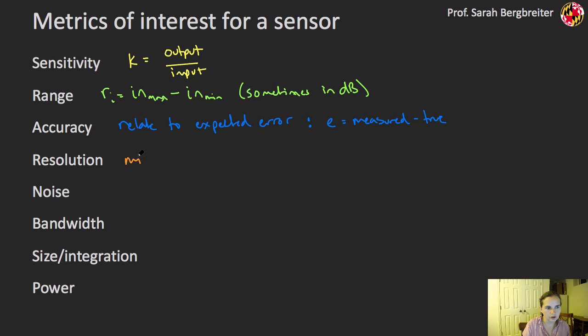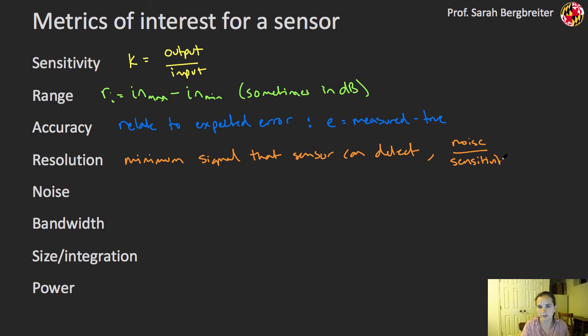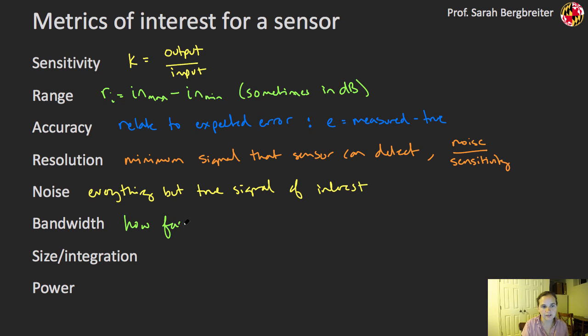For resolution, you're looking at the minimum signal that the sensor can detect, and typically this is defined as the noise level in that sensor divided by the sensitivity of the sensor. Noise is everything that shows up in your signal except for the true signal, and obviously there are lots of different types of noise. For bandwidth, you're looking at how fast I can sense that measurand. So if I need to sample at 100 kilosamples per second, obviously I need a very high bandwidth sensor to do that.